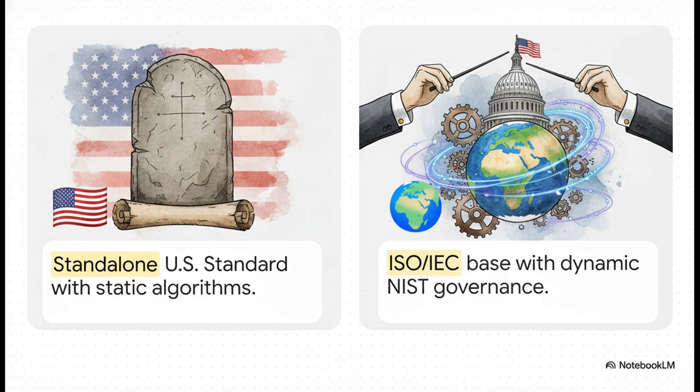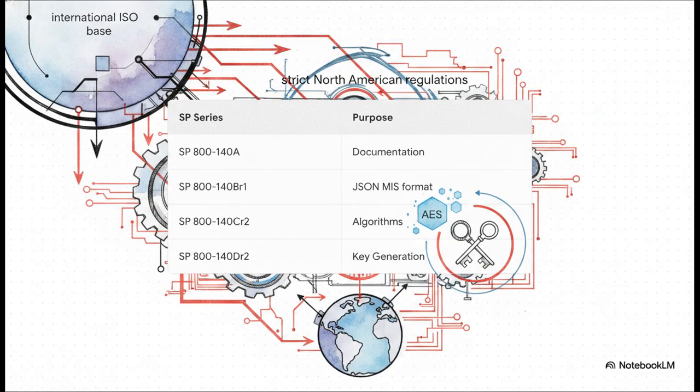Just look at the transition from FIPS 140-2. The old standard was a standalone US document with statically defined algorithms. FIPS 140-3 completely changes the game by harmonizing with international ISO and IEC standards. But, and this is key, NIST still pulls the strings for North America by dynamically governing the rules through their Special Publication 800-140 series. Now, what's really fascinating here is how these special publications actively modify that international ISO base to mandate strict North American regulations.